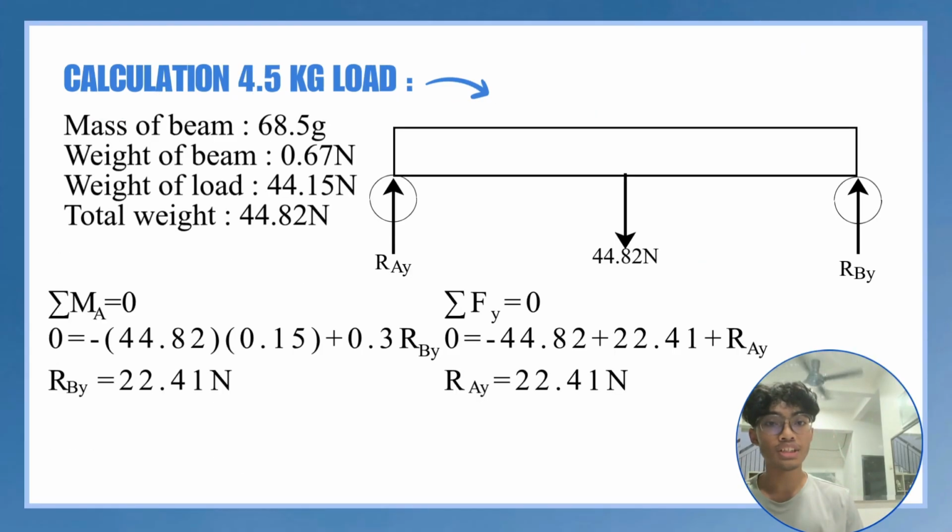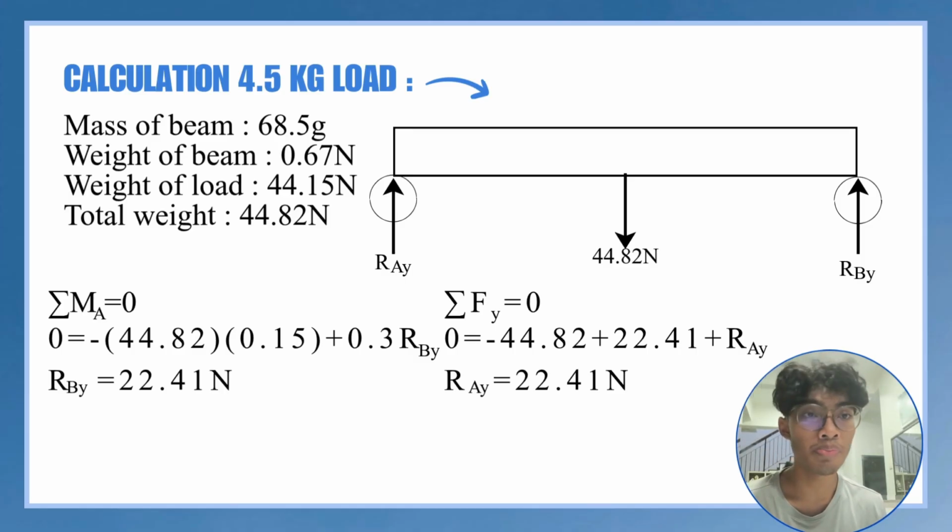So for the next calculation, for the 4.5 kg load, we still have the same mass of beam, and the weight of the load is 44.15 Newton. So the total weight is 44.82 Newton. So we still use the same method, which is summation MA equal to 0 and summation Fy equal to 0. So we will get the reaction force at B is 22.41 Newton, and when we use summation Fy equal to 0, we will get the reaction force at A is 22.41 Newton.